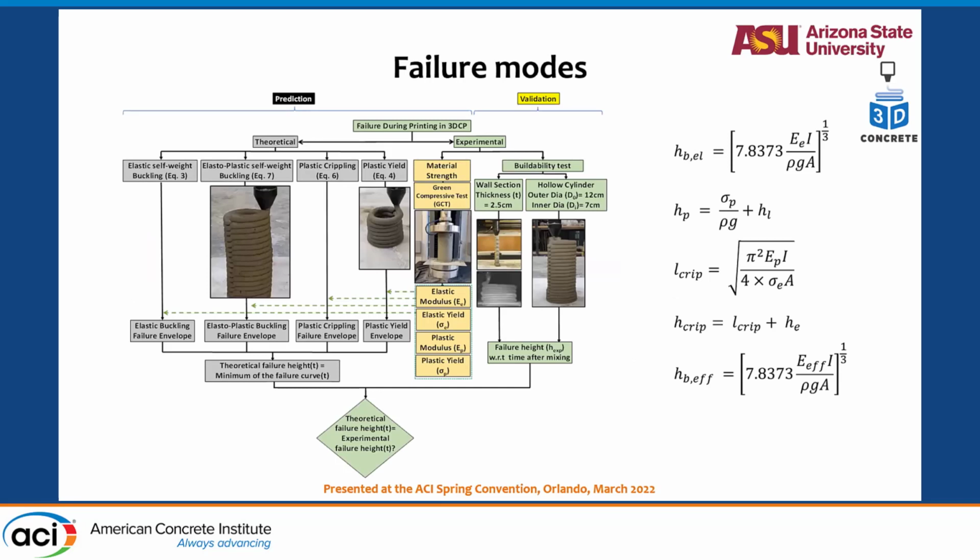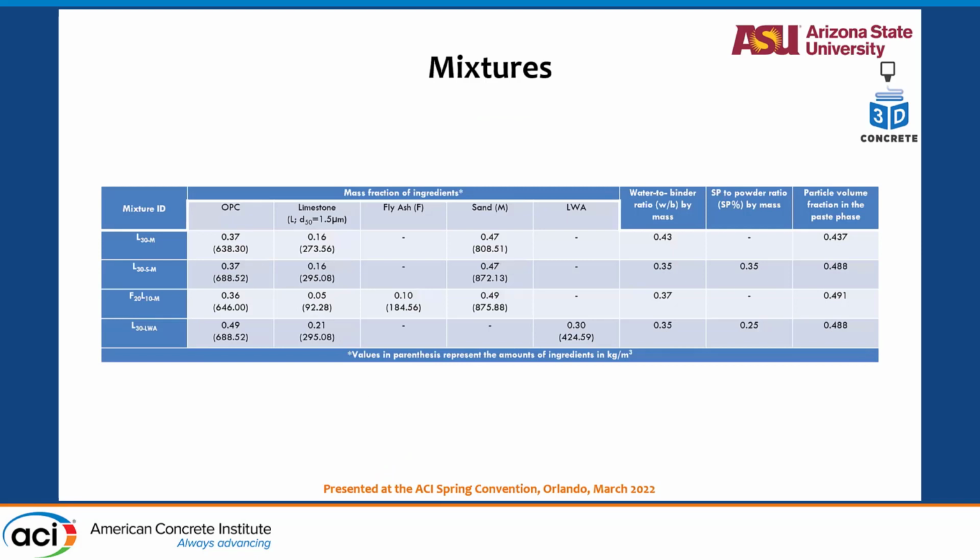Then there is a whole procedure to convert all the theoretical and experimental information into calculation of layer heights. Like I said, you have an elastic buckling, a plastic buckling, a crippling, and an effective failure length. Here are the 4 mixtures that we did. Inconsequential in the scheme of things, everything behaves similarly. We are not doing mixture-specific work here. It's a method-specific approach at this point.